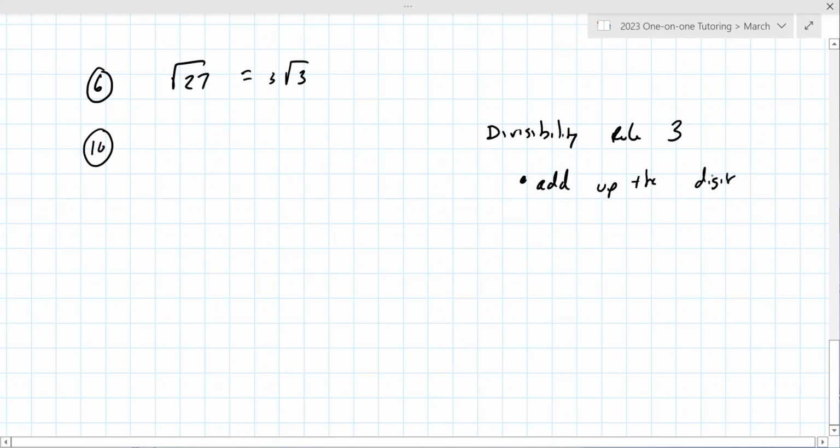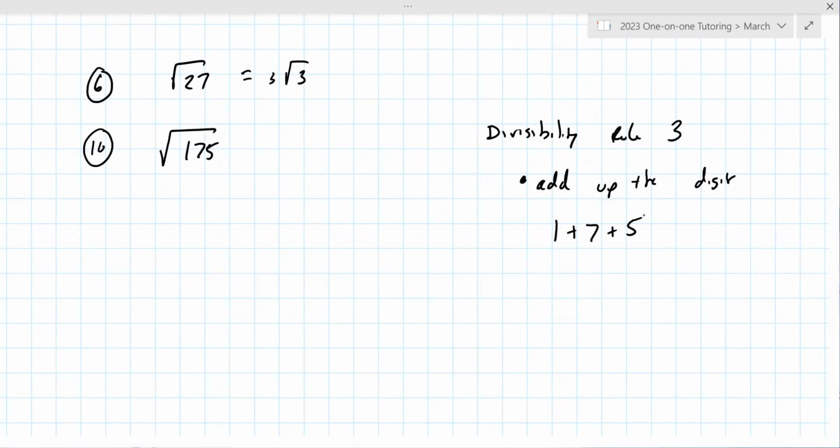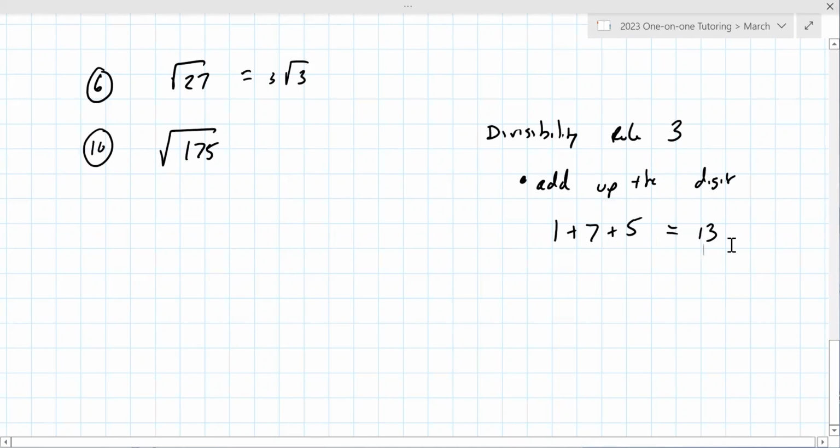So let's look at the square root of 175 and let's add up the digits. 1 plus 7 plus 5. What does that add up to? 13. Is 13 a multiple of 3? 3, 6, 9, 12. No. So if the digits add up to a multiple of 3, it is divisible by 3. So this one is not.